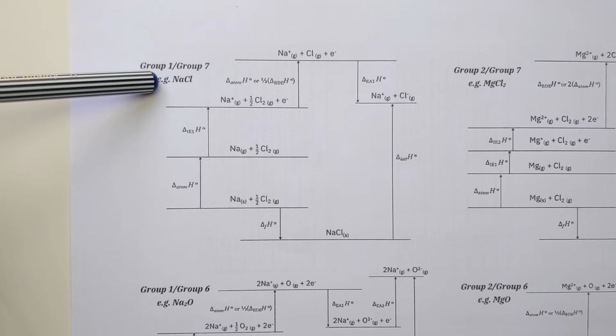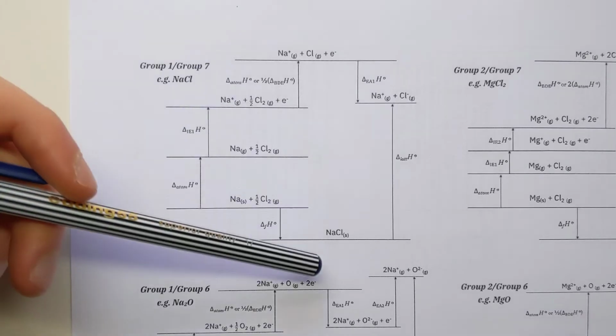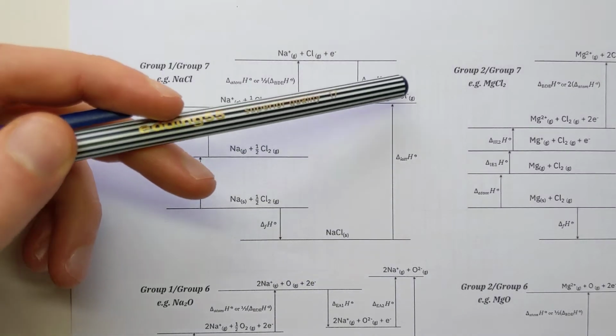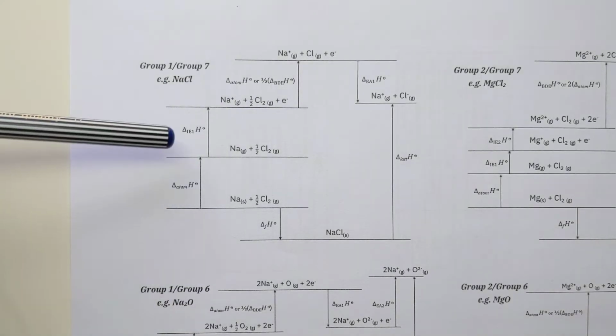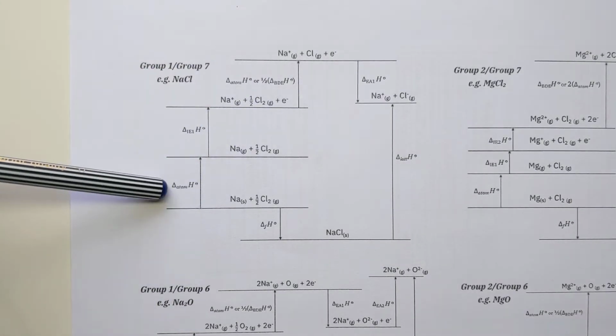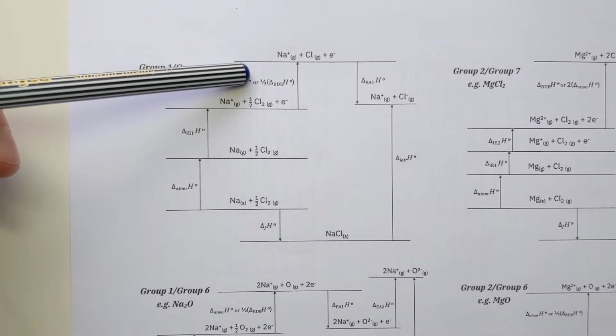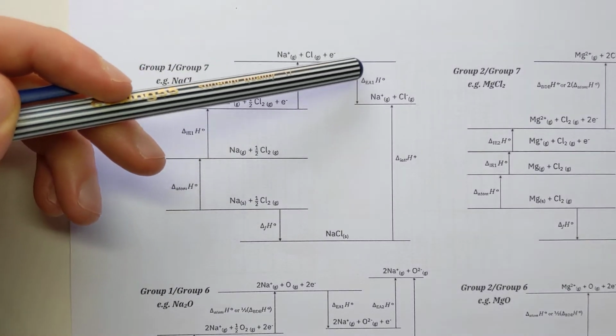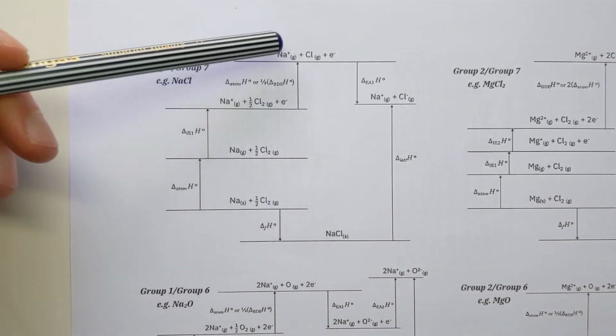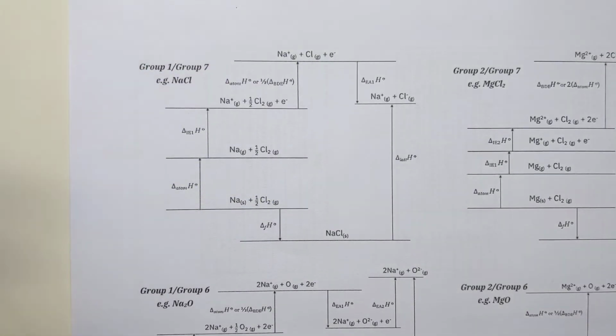This is NaCl. It's a group 1, group 7 compound. We're going from NaCl to Na plus Cl minus. And we go through all the changes we've gone through before. Atomization of sodium, first ionization energy of sodium, atomization energy of chlorine, and then the first electron affinity of chlorine, and that gets us to the point we need for our cycle.